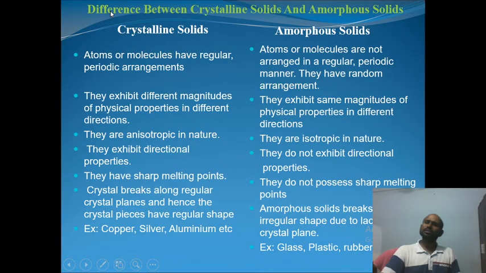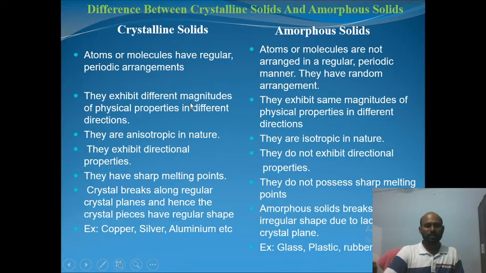Next, these are the differences between crystalline solids and amorphous solids. Crystalline solids are those solids in which the atoms and molecules have a periodic and regular arrangement. But in amorphous solids, it is not like this. In amorphous solids, atoms, molecules or ions are not arranged in a periodic manner. They have a random arrangement. Next, crystalline solids exhibit different magnitudes of physical properties in different directions, while amorphous solids exhibit the same magnitude of physical properties in all directions.